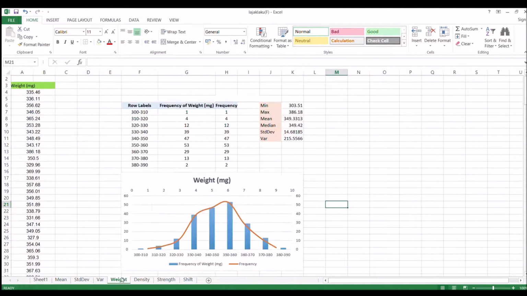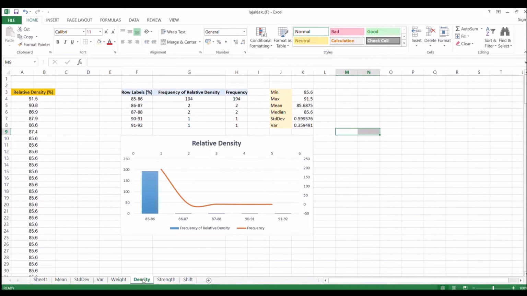First is about the weight of the pill. The range weight that the pill produces is between 300 to 390 mg. The histogram shows that the most frequent weight of the pill produced in January 2020 is between 350 to 360 mg.